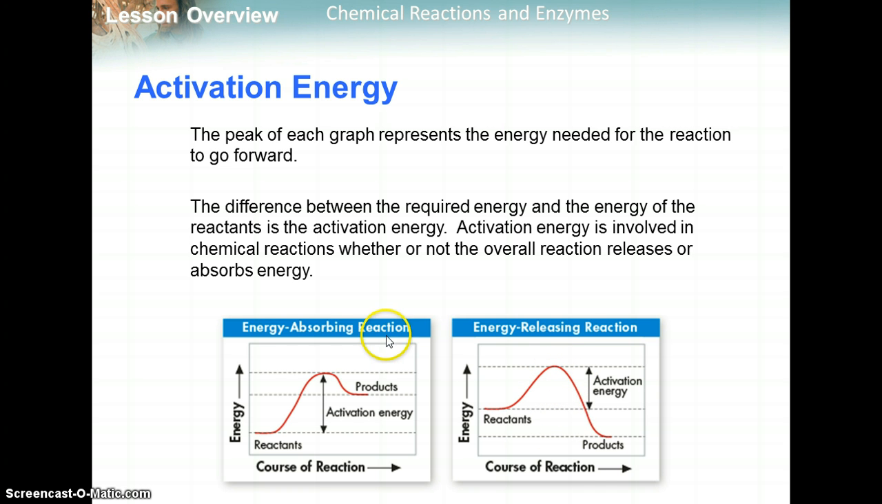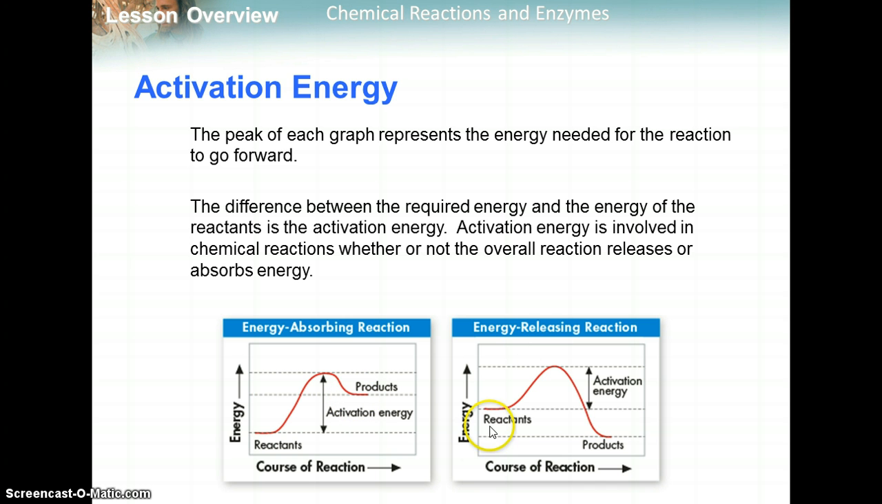So, seeing the difference between absorbing and releasing, you can tell that this reaction, based on the curve, is absorbing energy because the reactants are at a lower energy level than the products. So if your product's energy is higher than your reactants, it means that sometime during this reaction, it absorbed energy.